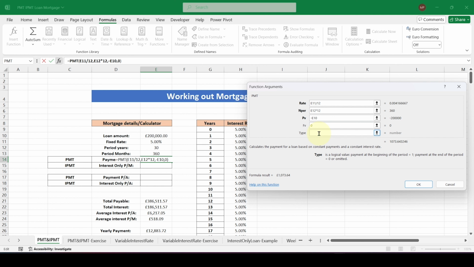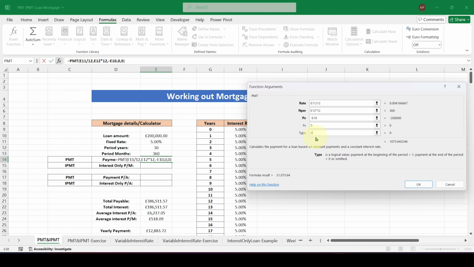Now we can move on to type. I'll put a 0 in here, and basically what this means is that the payment will come out at the end of the period, or in this case at the end of the month. If you put a 1 in here, it would be at the beginning of the month. With regard to this, you'll find that on most occasions you'll probably be using 0. So we'll change it to 0.